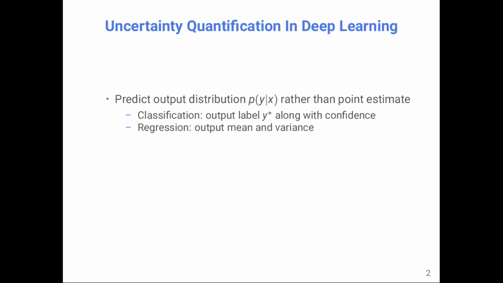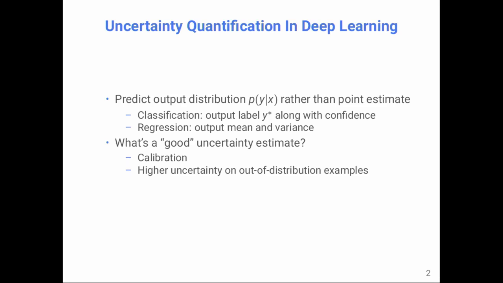We're interested in the problem of uncertainty quantification in deep learning. Let's say you're doing supervised deep learning, for example classification. We want to not just predict the label, but also output a confidence. Similarly, in regression, we don't want to predict a point estimate, but some sort of variance.